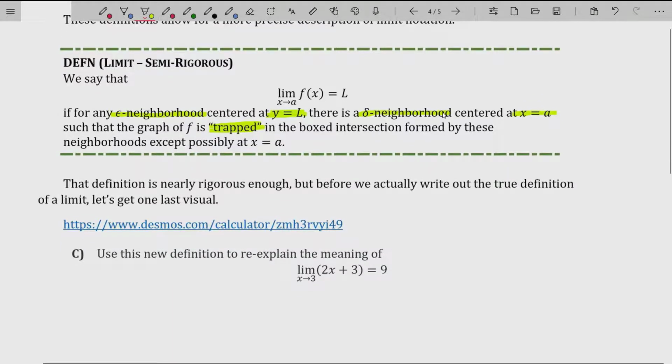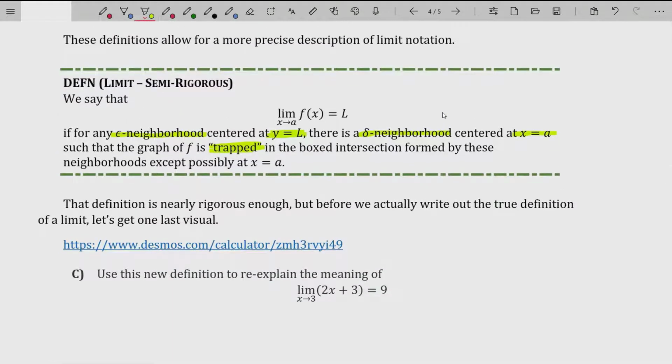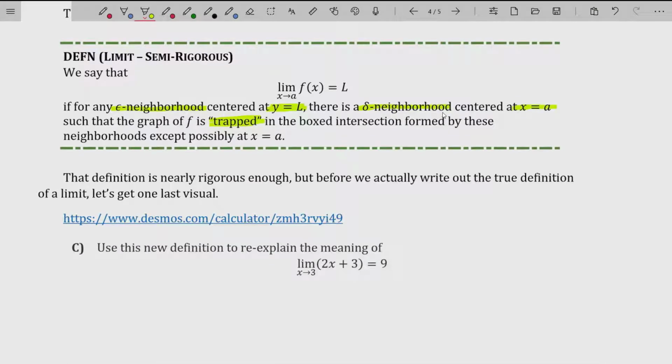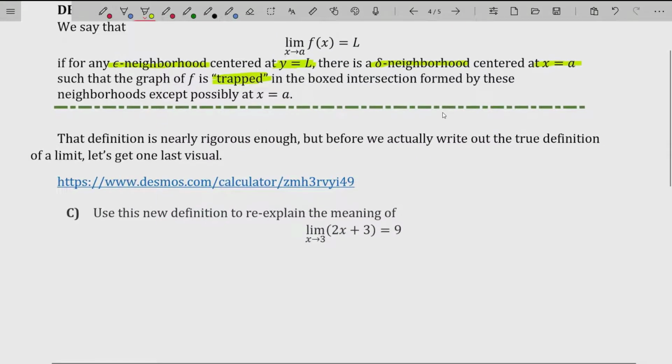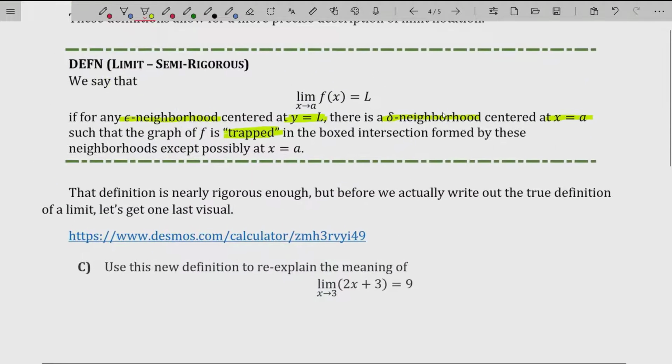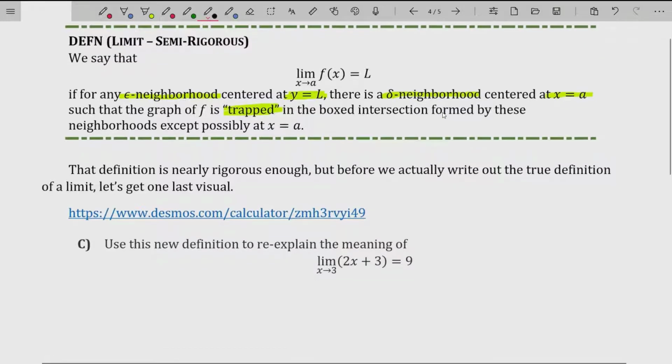And here we are back. And again, there's that definition. We're going to use that new definition, which is not exactly rigorous enough, but we're still going to re-explain the meaning of this limit using that definition. And in mathematics, when you're using a definition, you really want to try to stick with it as much as possible. So I'll rewrite a lot of this language.